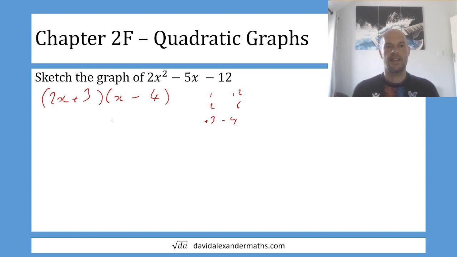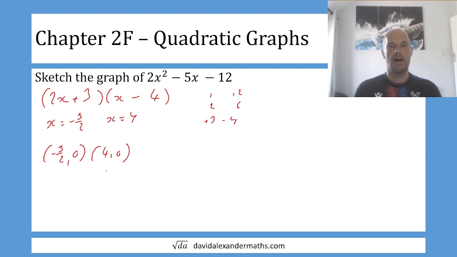Let's just double check that. There's my minus 8x plus 3x is minus 5x, and my minus 4 times positive 3 is negative 12. So my x-intercepts, my solutions, are x is minus 3 over 2 and x is 4. So here are two coordinates, negative 3 over 2, 0 and 4, 0. My y-intercept is 0, minus 12.